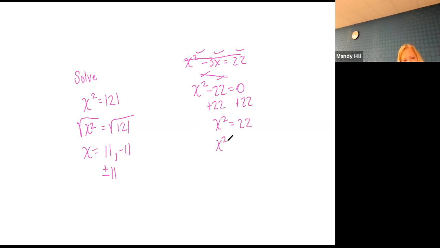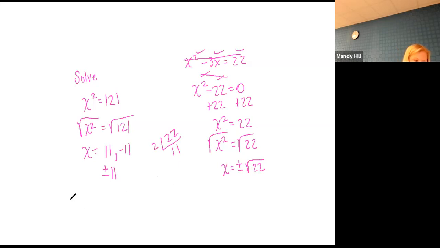Well, to get rid of a squared, we have to take the square root of both sides. Well, we know a lot about square roots now. We know that we want to see if we can pull anything out of this. 2 will go into 22 11 times. 11 is prime, so the answer is no, I cannot. But remember that you always want to put plus or minus whatever the answer is, because it could be either or.